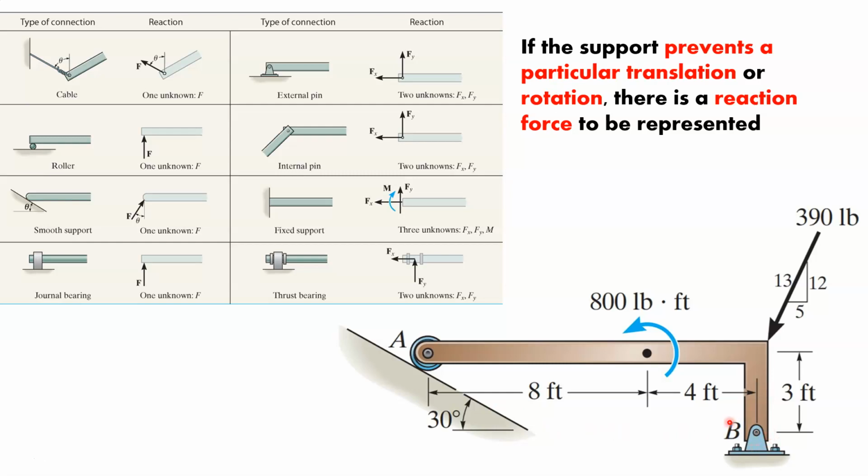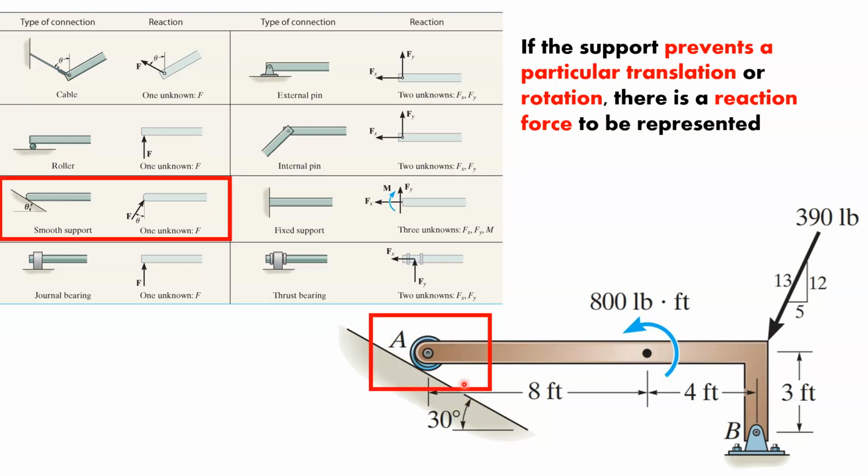Let's start with A and think about what is going on with this. We can see that this is probably most represented by this smooth support, mostly because it's got some sort of wheel there, and it's at a particular angle. So there's definitely a support reaction coming at, with respect to that angle, that we need to address.